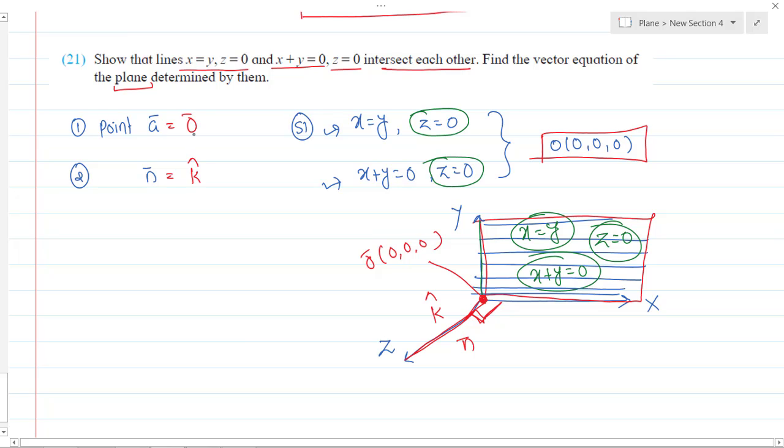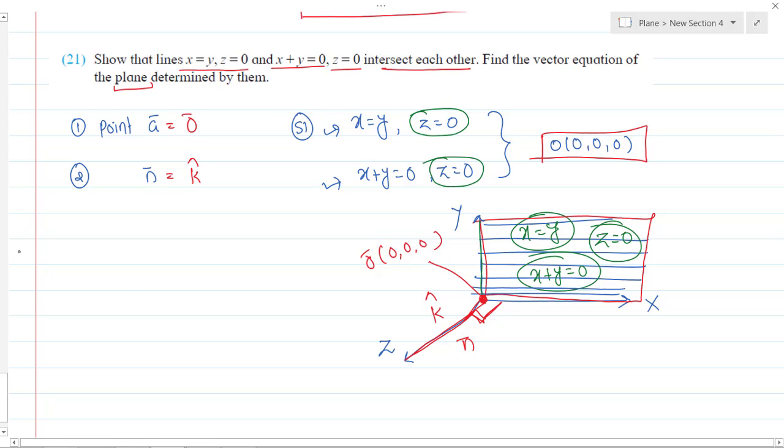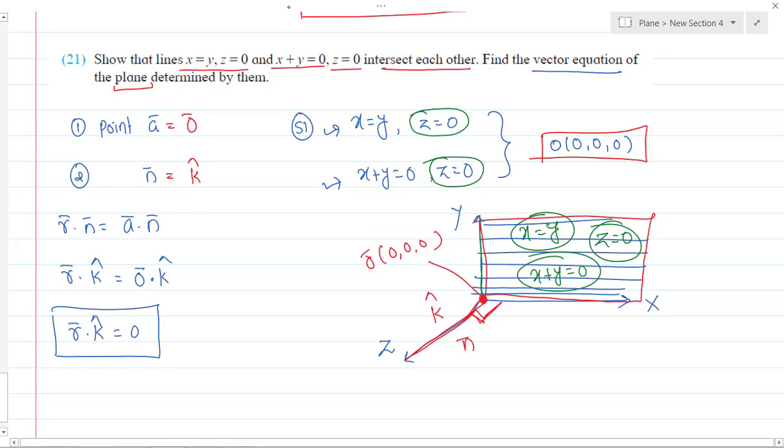So a bar is nothing but 0 bar. Both pieces of information I have now, so I can easily write down the equation. So r bar dot n bar equals a bar dot n bar. N bar is nothing but k cap, and a bar is nothing but 0 bar in our case, dot k cap. They asked for the vector equation, so that's it. So r bar dot k cap equals 0. This is the vector equation, and this is my final answer.